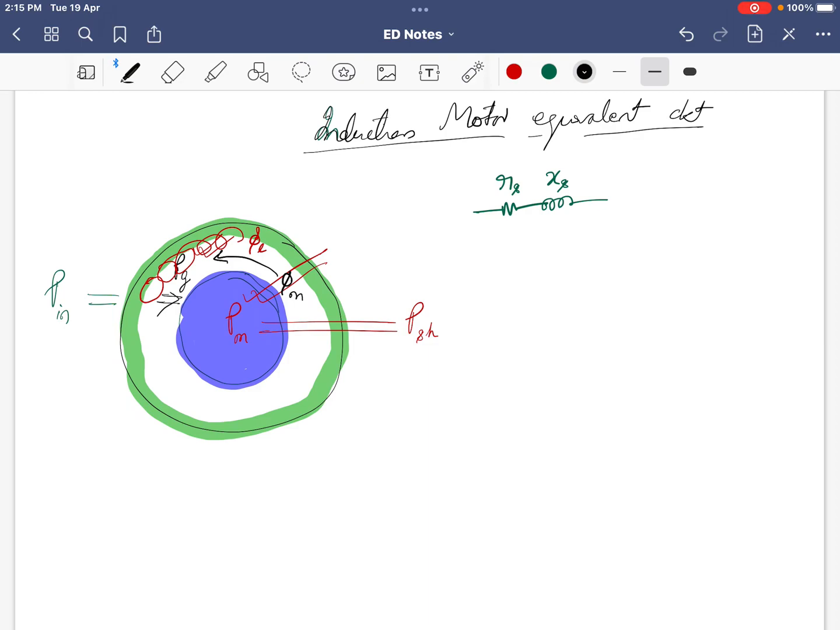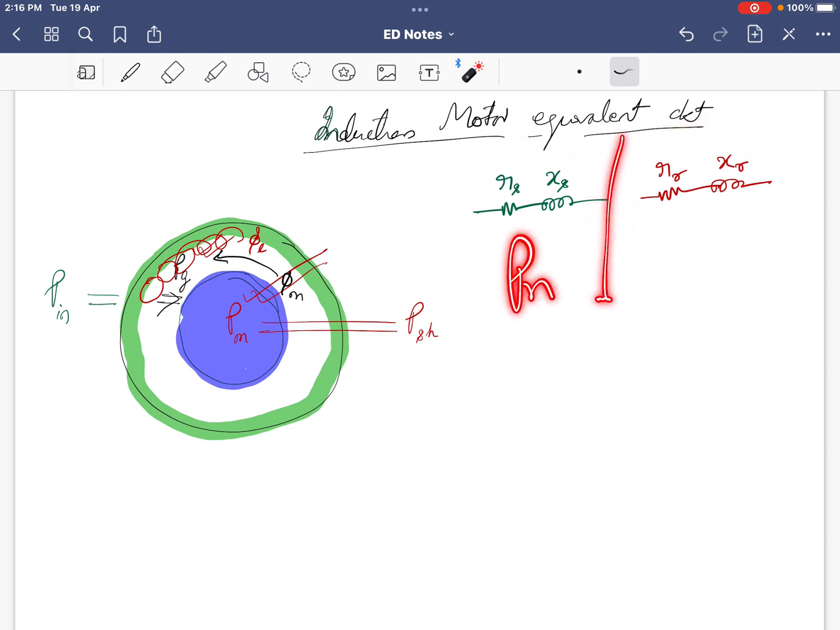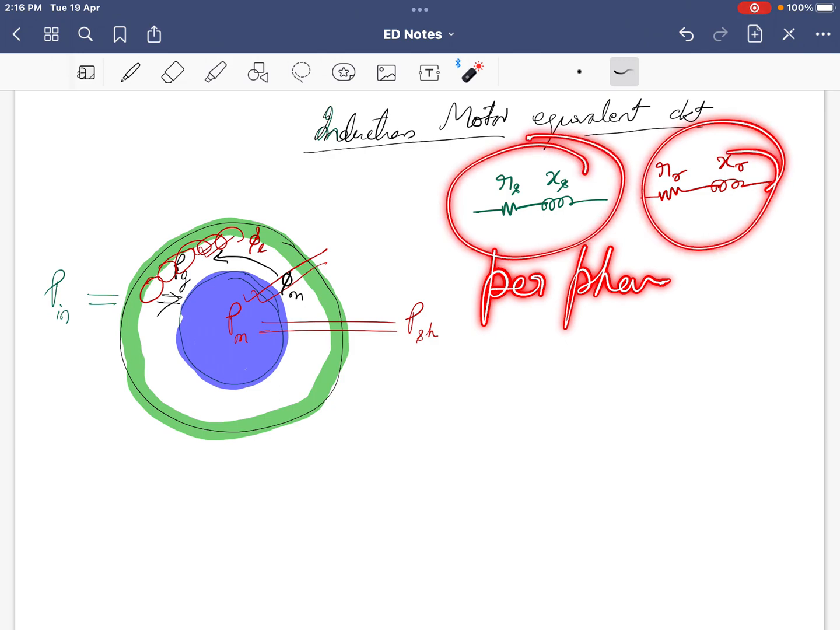Then we come to the rotor side. The rotor also has a resistance, called RR, and the rotor also has a leakage reactance, called XR. This is the rotor side and this is the stator side. They are separated, just like a transformer primary and secondary, they may have an equal turn ratio or a different turn ratio, and usually the input is three phase. So we are just writing RS and XS, these are per phase quantities. All the rotor side and stator side are per phase quantities.